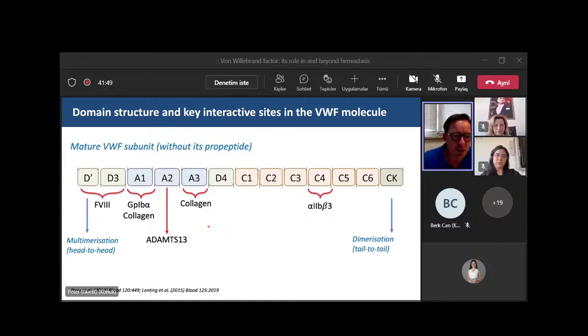So when we have here the molecule again with the domain structure, we can identify a number of binding sites that are important for this platelet interaction, platelet recruitment function. So we have the binding of the platelet receptor GP1B alpha in the A1 domain. We have a number of collagen binding sites in the A1 and in the A3 domain. We have a binding site for the other platelet receptor, the integrin alpha 2b beta 3, in the C4 domain with an RGD sequence. And what I've also started discussing is a site of proteolysis for ADAMTS13 in the A2 domain.